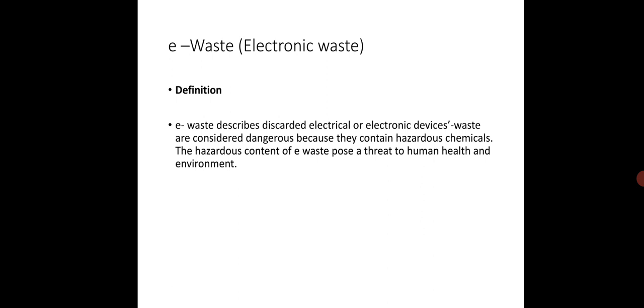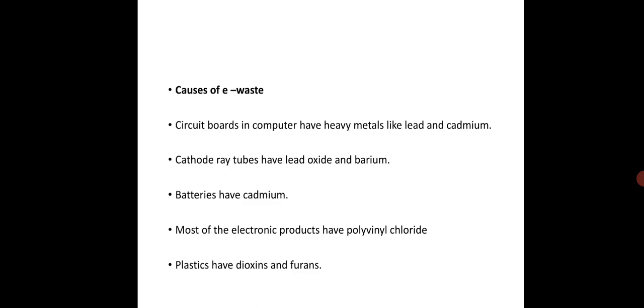Next, we discuss e-waste. E-waste is known as electronic waste. E-waste means electrical or electronic waste, which is dangerous because it contains hazardous chemicals. The hazardous content of e-waste poses a threat to human health and the whole environment. Let us see the causes of e-waste. The circuit boards in computers have heavy metals like lead and cadmium. Most of the electronic components are made of heavy metals like lead, cadmium, tin, etc.